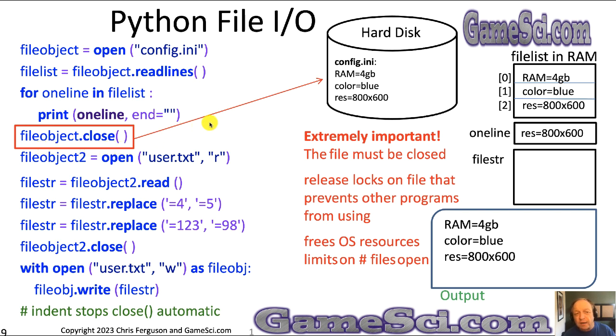File object.close. Let's close that file that we opened. This is extremely important. The file must be closed. It will release locks on the file that prevent other programs from using that file. It'll also free operating system resources. There are limits on the number of files you can have open. Always close the file to make sure that you don't reach that limit.